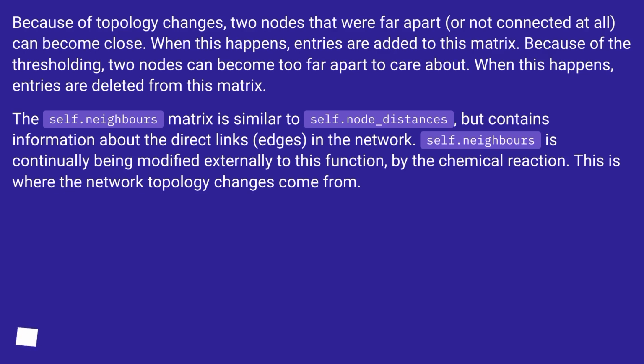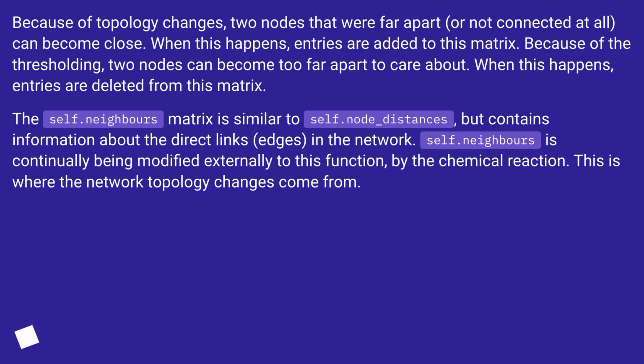Because of topology changes, two nodes that were far apart, or not connected at all, can become close. When this happens, entries are added to this matrix. Because of the thresholding, two nodes can become too far apart to care about. When this happens, entries are deleted from this matrix.